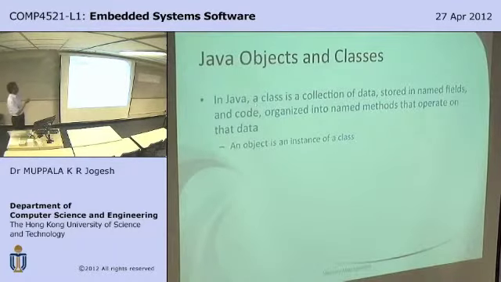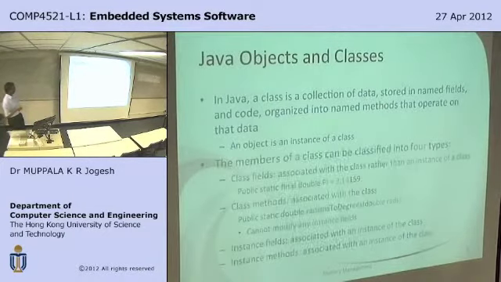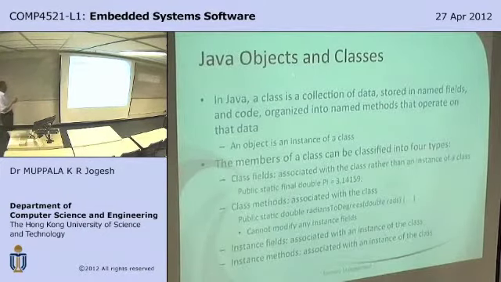In Java, also similarly for objects, you create them when you need them. So in Java, you declare classes. What is a class? A class is a collection of data which are stored in named fields. These are the variables that are available within the class, and a bunch of code which is organized into methods that operate on the data. So that's how you declare a Java class. And an object is an instance of the class.